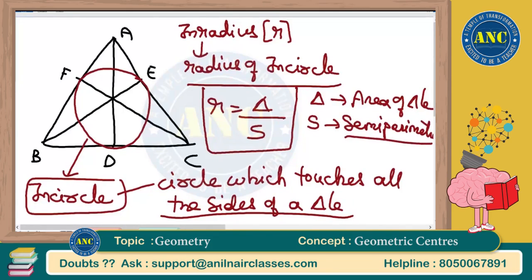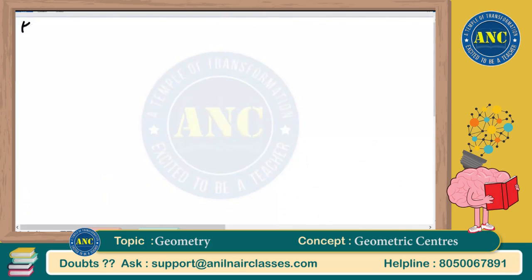Delta is R into S. R is nothing but delta by S. Delta is the area of a triangle and S is the semi-perimeter. Very important. This is for any triangle. Delta is nothing but R into S, so R is delta by S. Now see here. Very important key points.